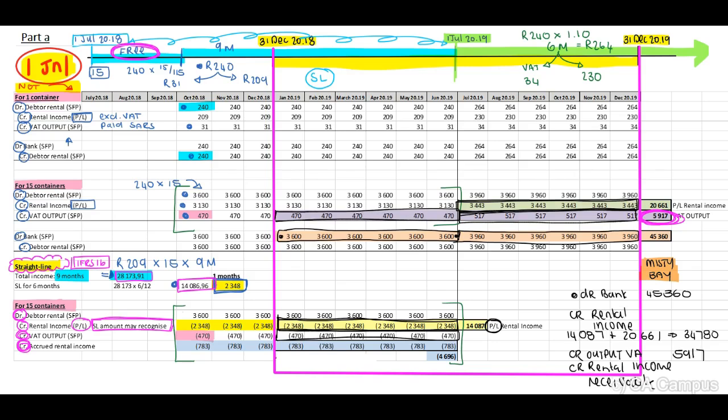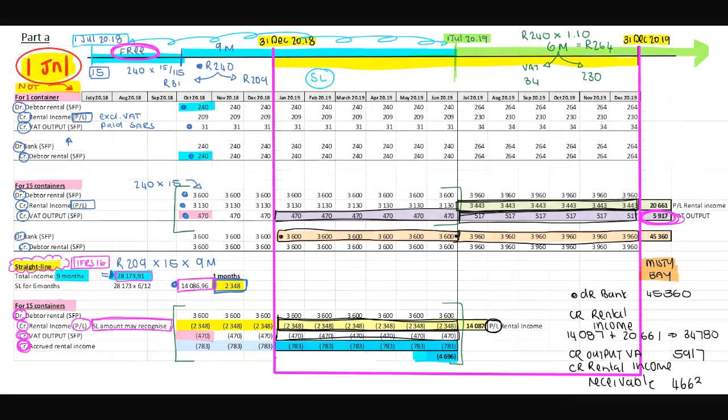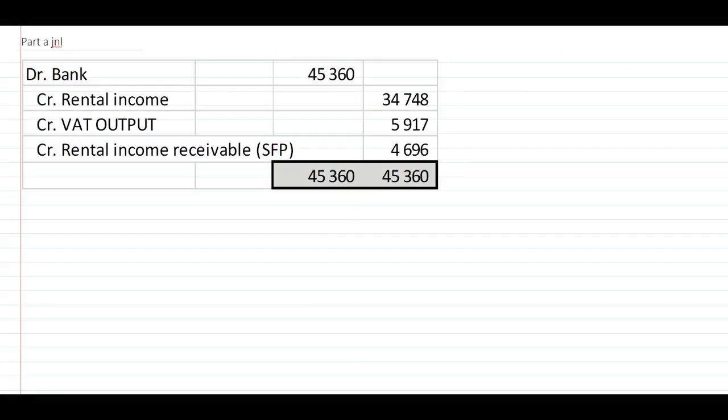And this balancing figure will be, when you look at the journal at the bottom, the 783 times 6, 4696. You will identify there is a bit of a rounding issue here, 32 Rand, but it doesn't matter really. Right, I've transferred my journal entry, very similar to the previous journal we've discussed.